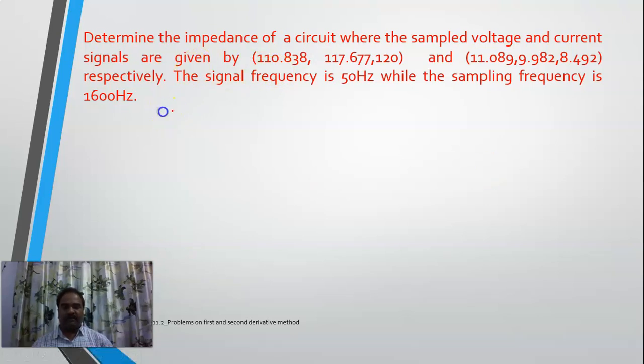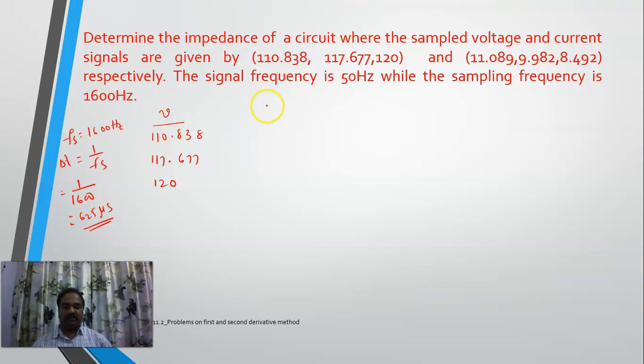First of all, let me start with V. It has been given as 110.838, 117.677, 120. And the sampling frequency has been given as 1600 Hertz, which means that delta T is equal to 1 by Fs, which is equal to 1 by 1600. So it is somewhere around 625 microseconds.